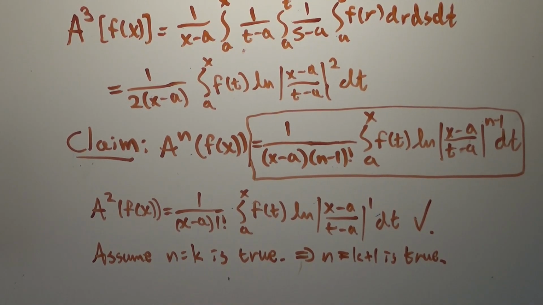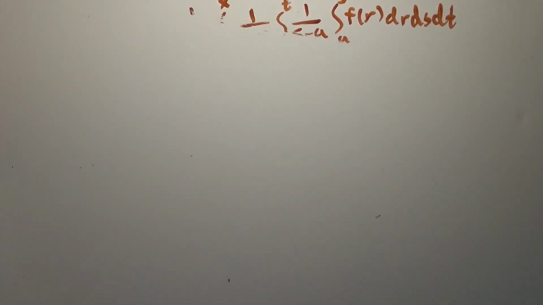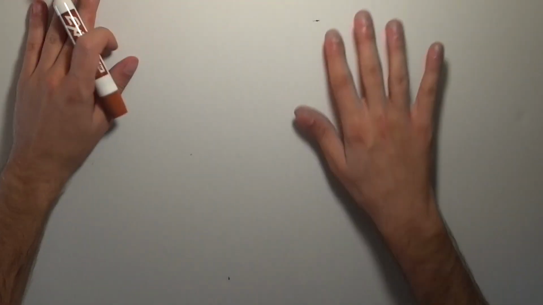So we assume that the kth case is true. So we're going to plug in k for n, and then prove that k plus 1 works. So that's what we're going to do. And then once we've done that, that proves the theorem, which is what we are trying to do here, right?